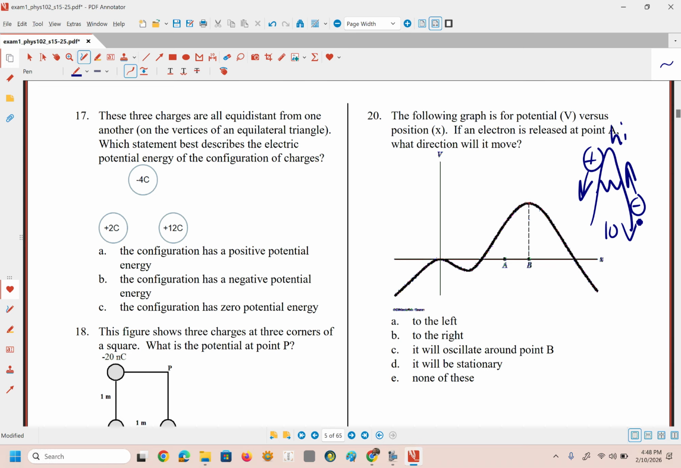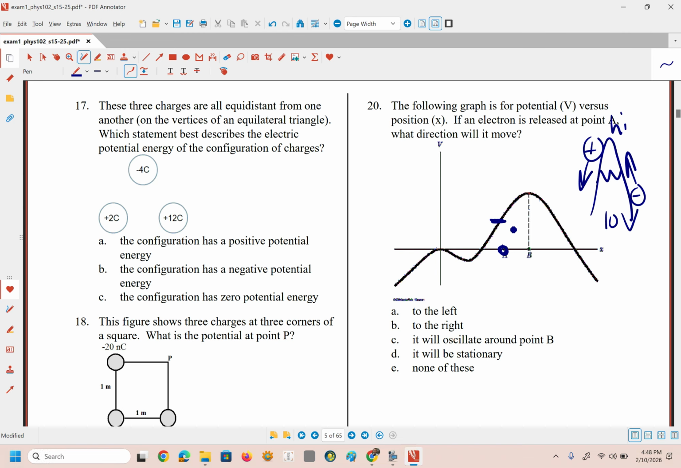So if I have an electron at point A, that is this potential. The electron will tend to move uphill. So the electron will move in this direction. There are actually two correct answers for this, where it will either move to the right or it will oscillate around point B. I think the answer that I gave in the key was C, right? It will oscillate.